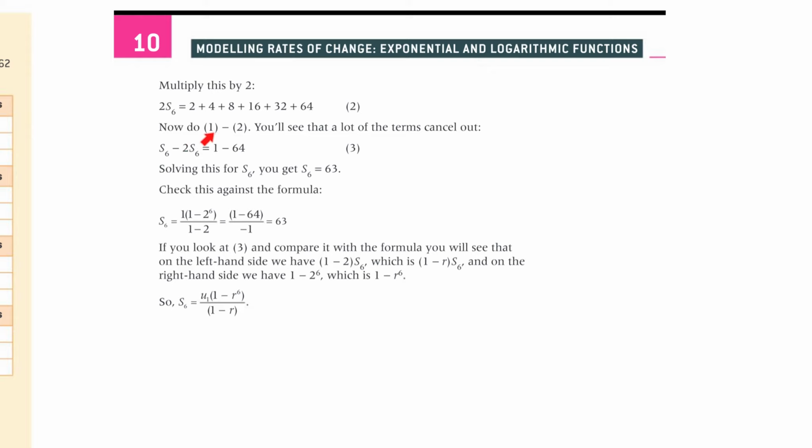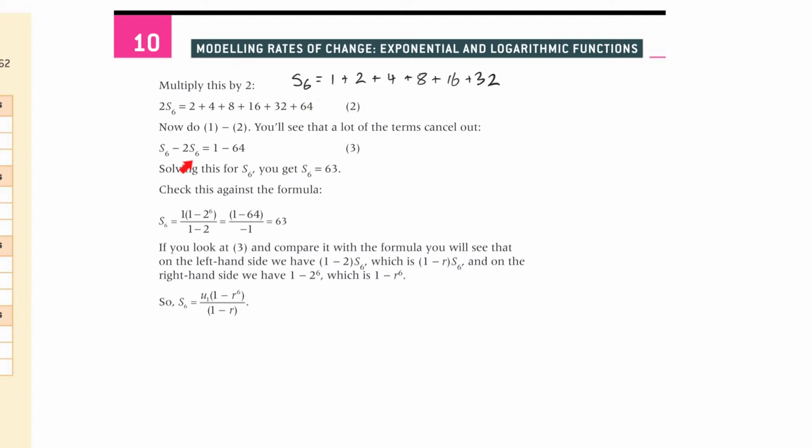Now we're going to subtract. That was from the previous page. We're going to subtract from this one here the original. Let me just rewrite it. Now we said that S6 was equal to 1 plus 2 plus 4 plus 8 plus 16 plus 32. Okay, so we're going to have this and we're going to minus that.